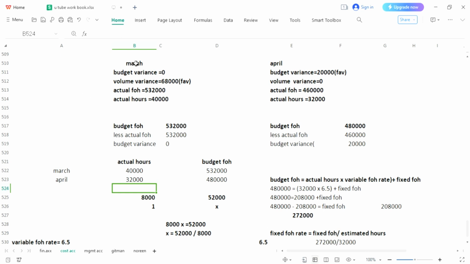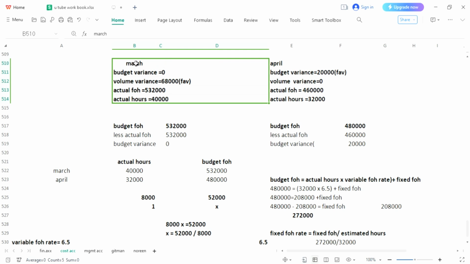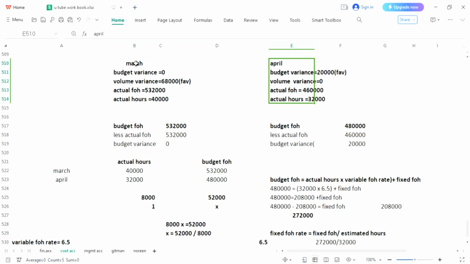Look at here. This information was not calculated. Please keep it in mind. This information was taken from the book, the month of March and April information. We haven't calculated anything. We just arranged the amount which was present in the question.